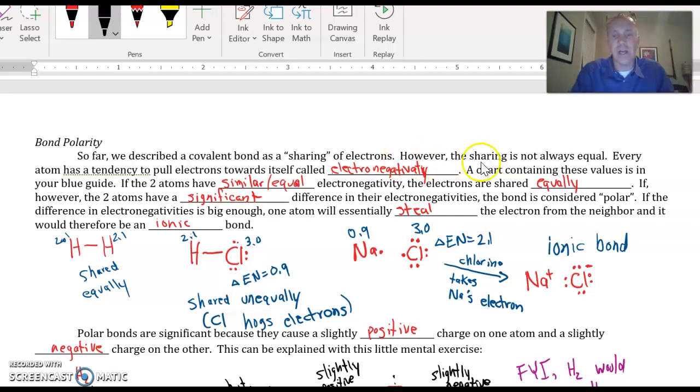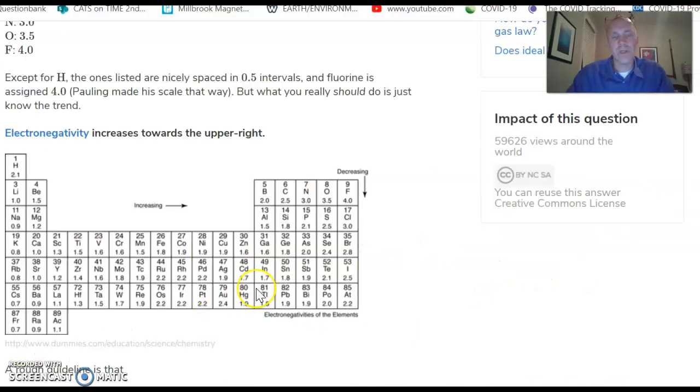You can mark out this little part right here about the blue guide. That was in an old reference guide I used to use. But there are several charts out there that present electronegativity data. In fact, here's one of these charts right here. You can see these numbers that are associated with the different atoms, and these correspond to the electronegativities.